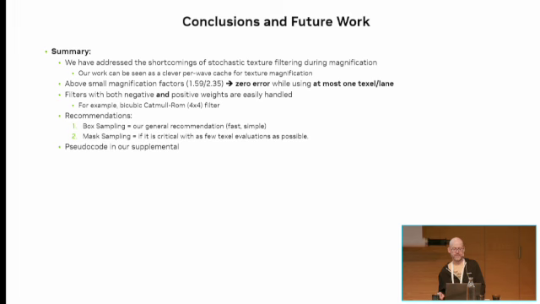And I'd like to think of our work as a clever per-wave cache for magnification. We get 0 error above certain magnification factors with 1 texel per lane. We handle bicubic filters with both negative and positive weights, and I'm not sure I ever want to look at bilinear filtering again, because those bicubic filters are really nice looking.